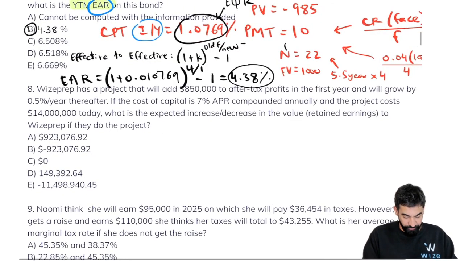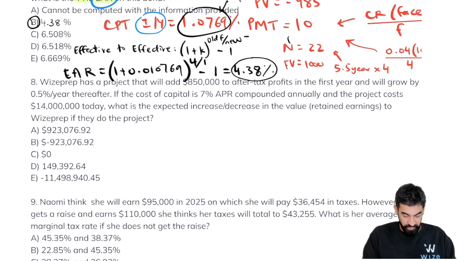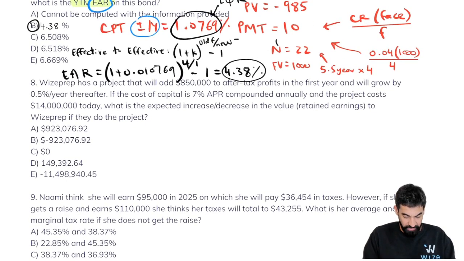Question number 8. It says WisePrep has a project that will add $850,000 to after-tax profits in the first year and will grow by 0.5% per year thereafter. What does that mean, 0.5%? What letter is that? That's the G. That's the growth rate. So whenever it's a growth rate, it's going to be either a growing annuity or a growing perpetuity.